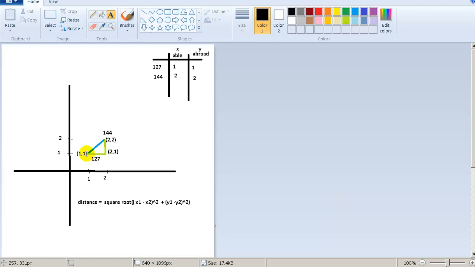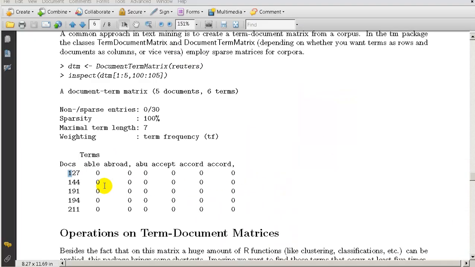So it's not going to be a 2-dimensional picture anymore, but we can still talk about the distance between document 127 and document 144. And that's what we mean by the distance between documents. Okay, it's this kind of meaning. And you can look this up. If you look up text mining, you'll see lots of discussions about this. So we can talk about the distance between documents.